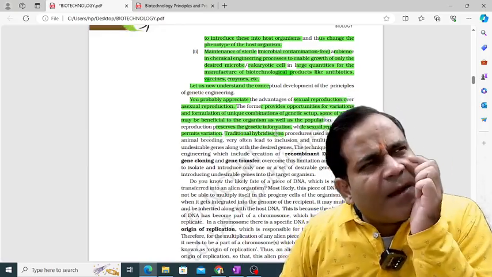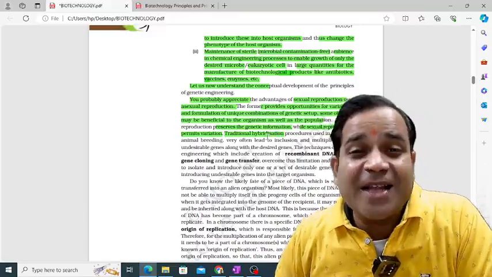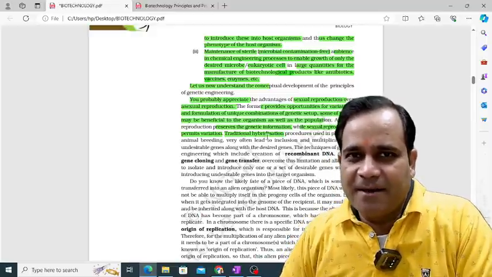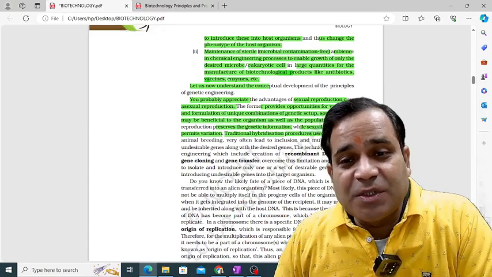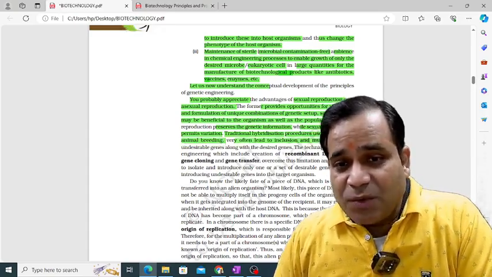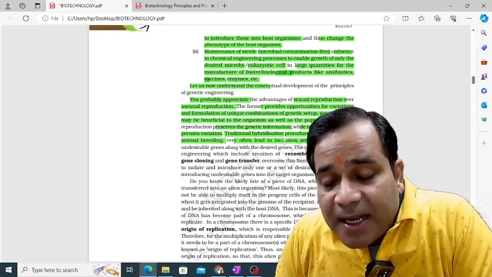What's the meaning of hybridization, sir? Hybridization means the technique in which the desired characters can be formed by crossing over the undesired ones. Getting my point? Traditional hybridization procedures used in plants and animals to breed very often lead to the inclusion and multiplication of undesirable genes. See what I'm saying here?